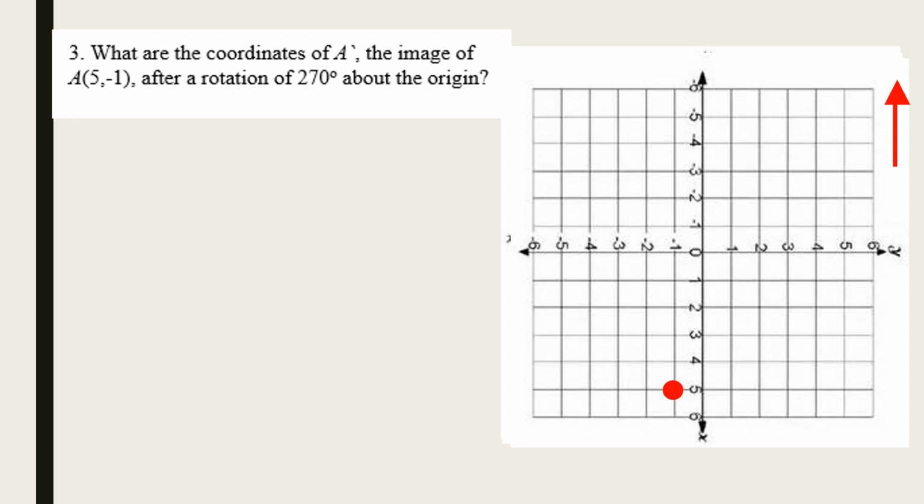My point now lies at -1, -5 because of the way it's currently oriented. If I wanted to do it the rule way, I swap my x and y, and I change the sign of the original x. So -1, 5, and then the 5 changes to a -5.